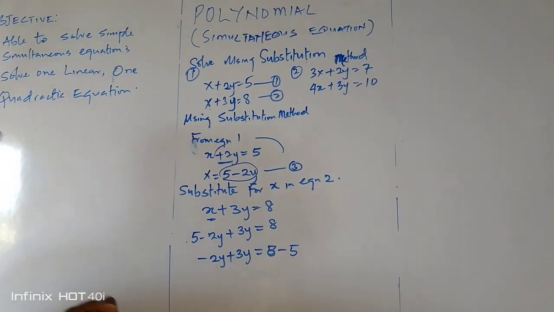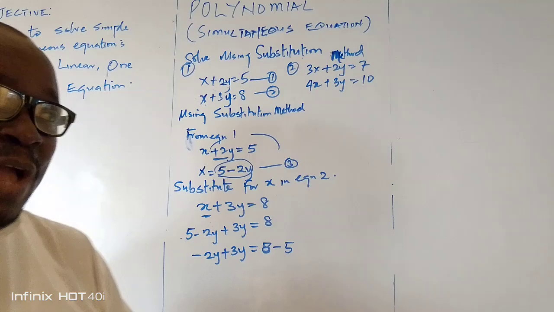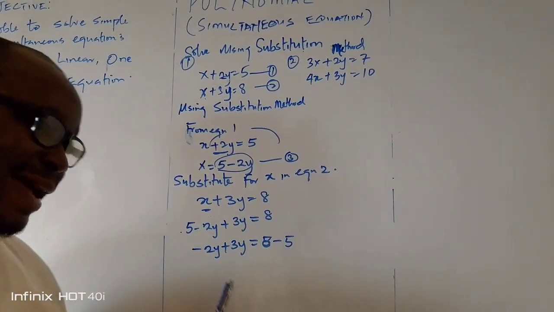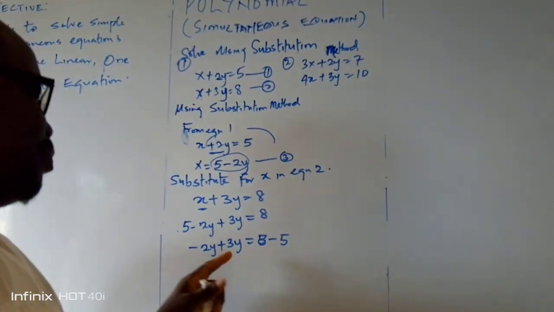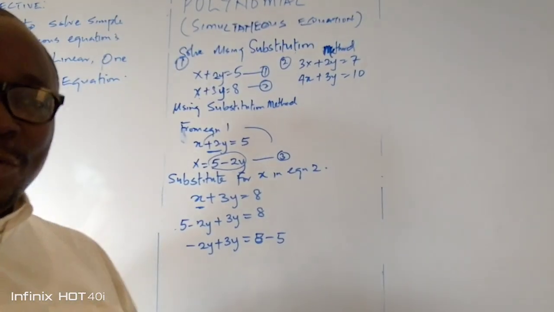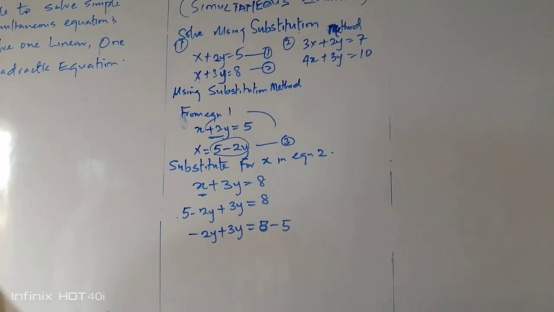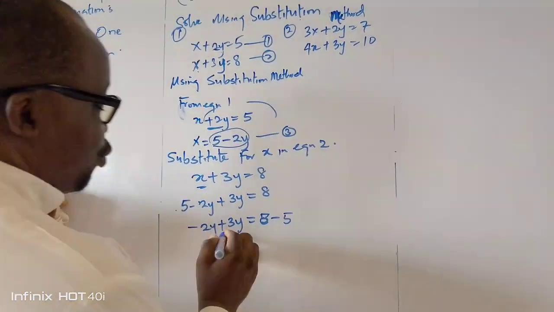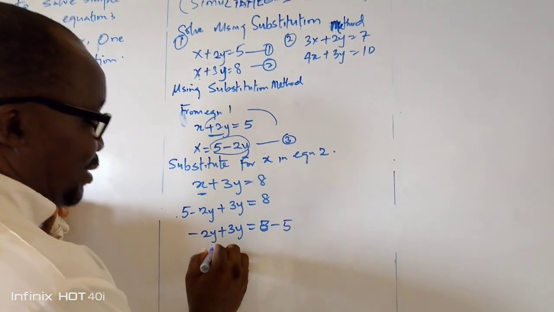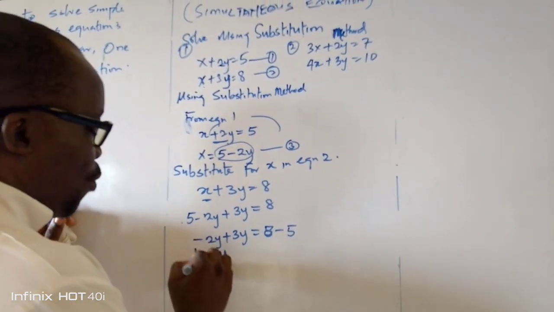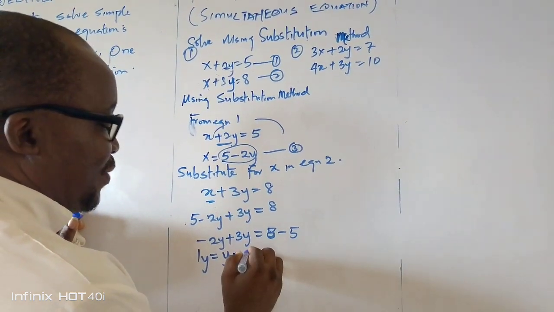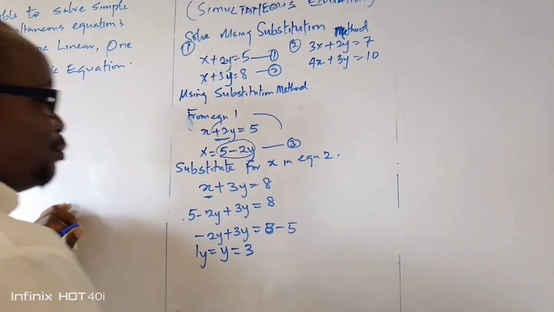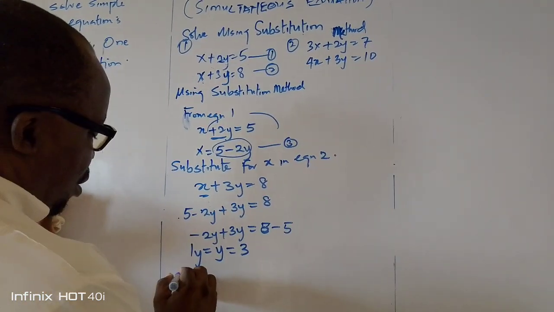I have told you many times with that number, anytime we see minus, it means we are owing. So minus 2y means I'm owing somebody 2y. Plus 3y means I have 3y. If I pay the person, we're having 1y remaining. So minus 2y plus 3y is 1y, which is written as y, equals 8 minus 5. This means y equals 3.